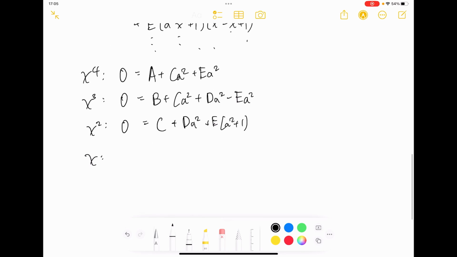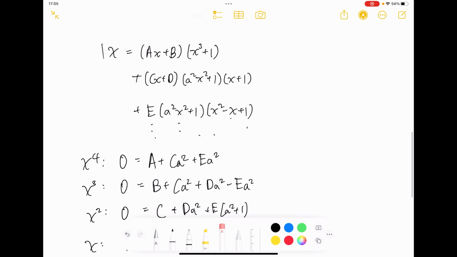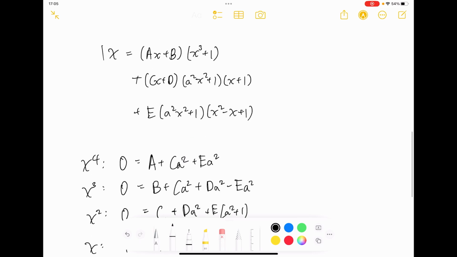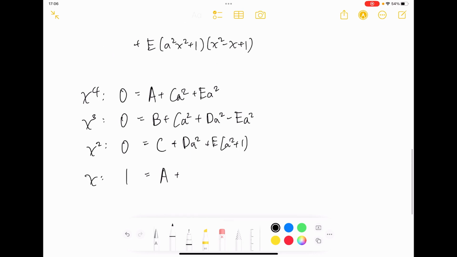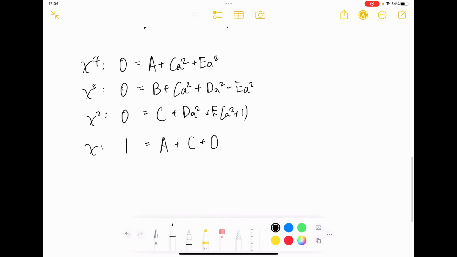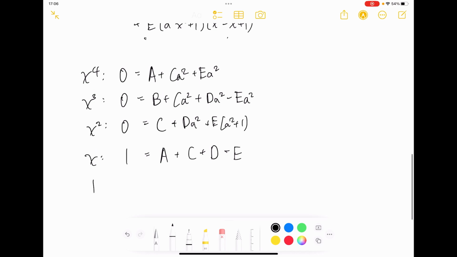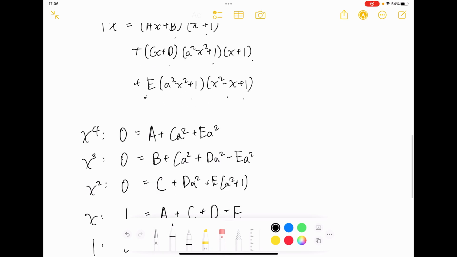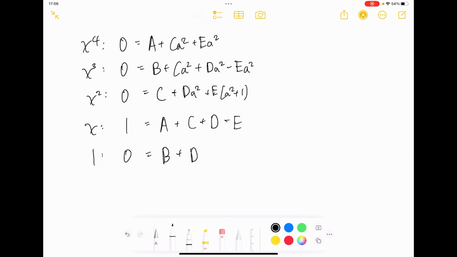For x, we've got 1 coefficient on the left this time, finally not a 0. And then on the right, let me get rid of these dots real quick. We have a, and then we have c and d. And we have a minus e actually, because e times minus x. And for the constant coefficient, we're going to get 0 on the left. On the right, we're going to get b times 1, d times 1 times 1, and e times 1 times 1. So b plus d plus e.